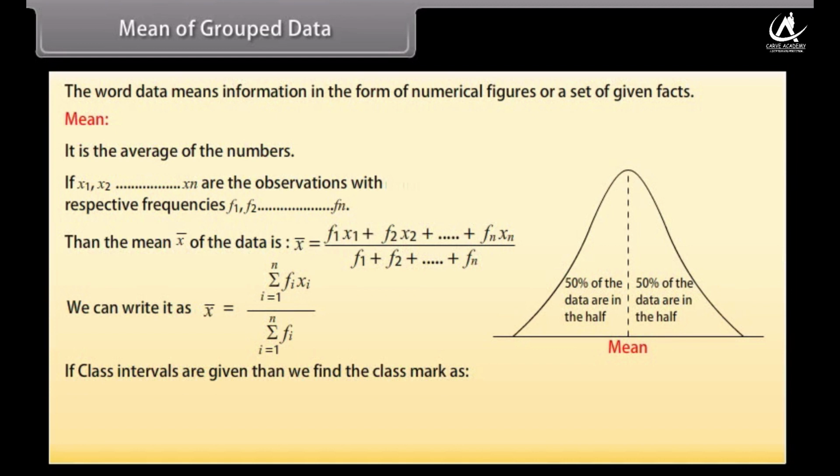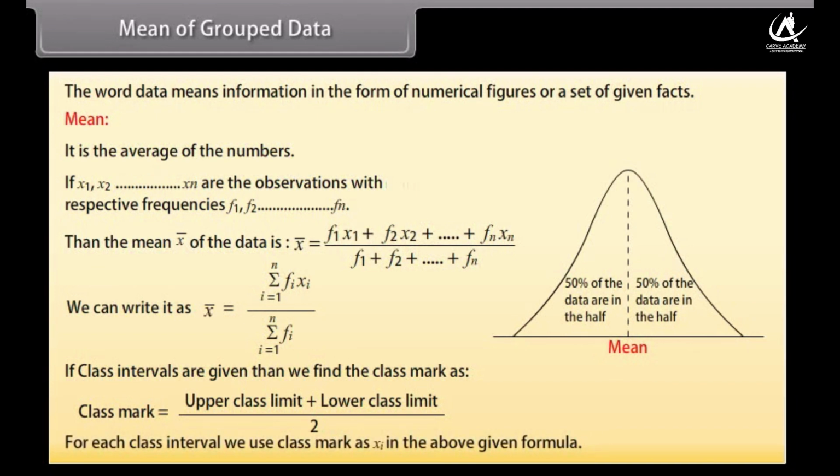If class intervals are given, then we find the class mark as class mark equals (upper class limit plus lower class limit) by 2. For each class interval, we use the class mark as xi in the above given formula.